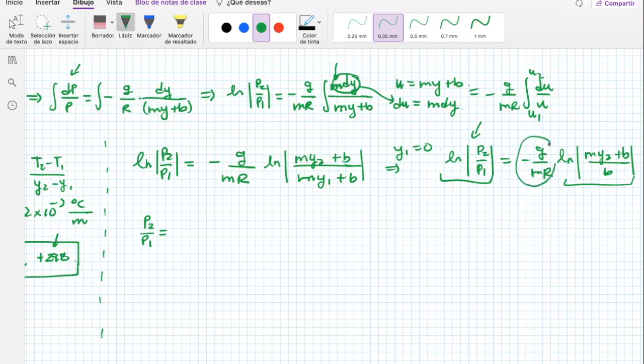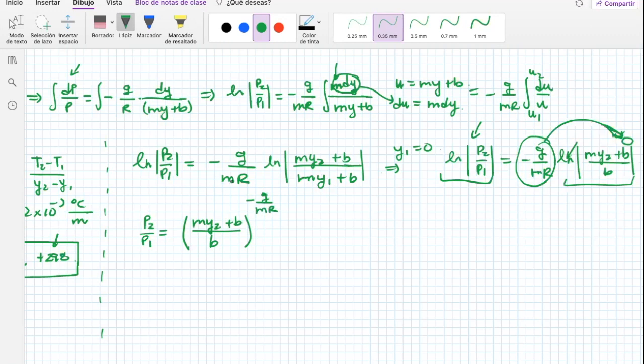I don't know if you know about the properties of logarithms, but I can put this one as an exponent, the power here. Therefore, with the exponential I will just get rid of this logarithm. So this thing just stays as m y2 plus b divided by b, and then everything has this power, minus g m r. So that's the power of this stuff.